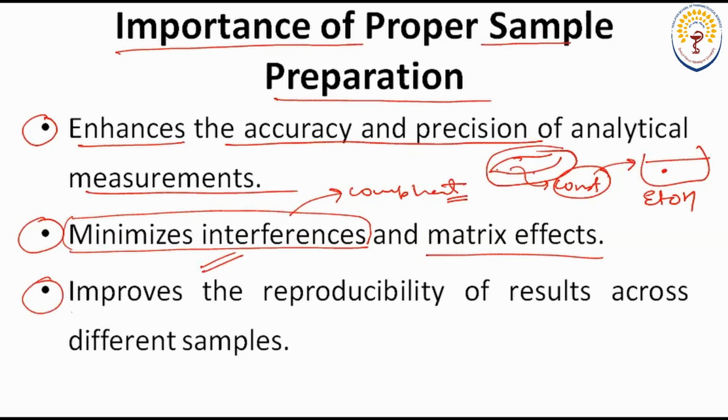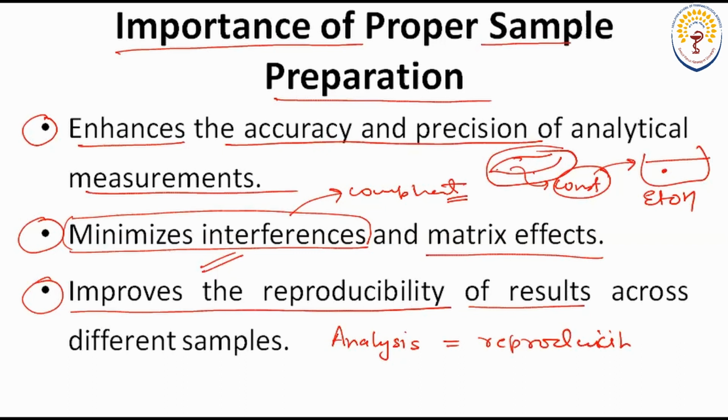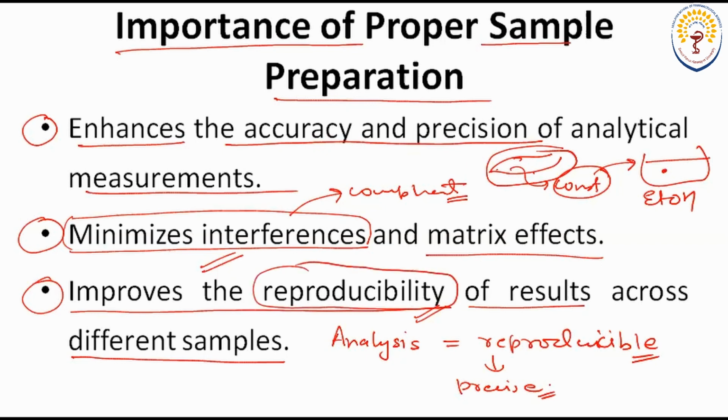Now there is an improved reproducibility of the result. See, analysis is always considered good when the results are reproducible. If the results are not reproducible, you cannot rely on that analysis, because reproducibility directly says how precise your experiment was, how much you can rely on your experiment. So proper sampling techniques also help us to gain reproducibility while performing the experiment.